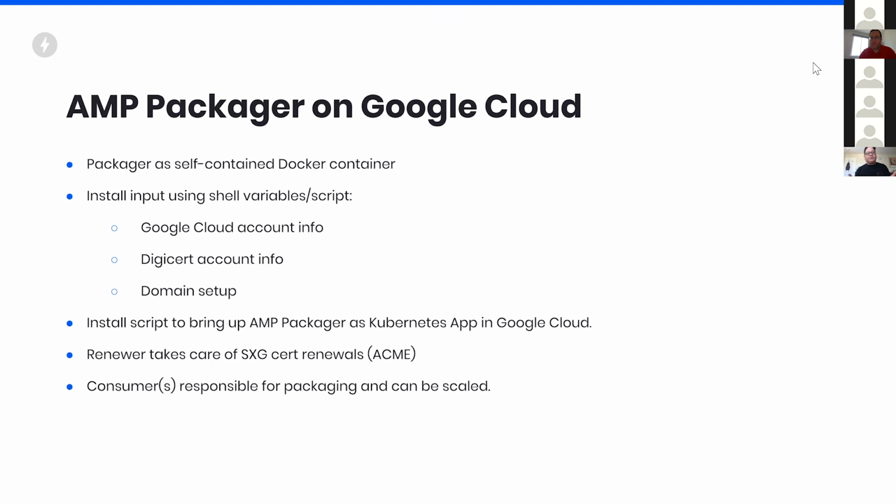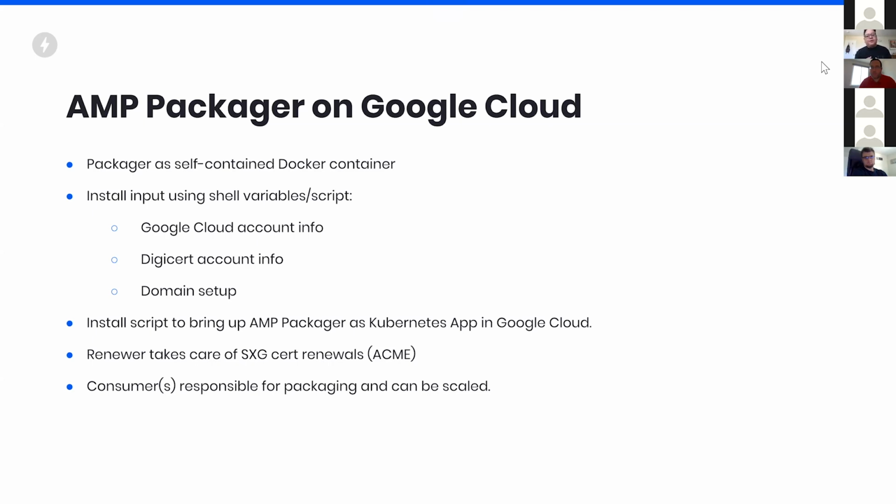The AMP packager also needs several inputs for it to be installed on Google Cloud. So things like your Google Cloud account information, your DigiCert account information for renewing your sign exchange certificates, and your domain setup. They all need to be collected before the deployment happens. So the script takes care of doing this. And of course, the installation script will bring up the AMP packager as a Kubernetes app in Google Cloud once you've satisfied all the requirements.